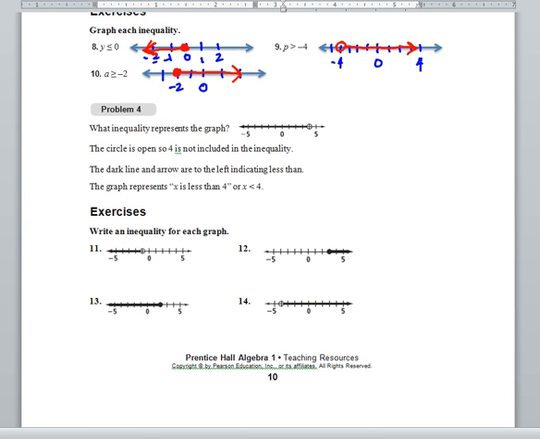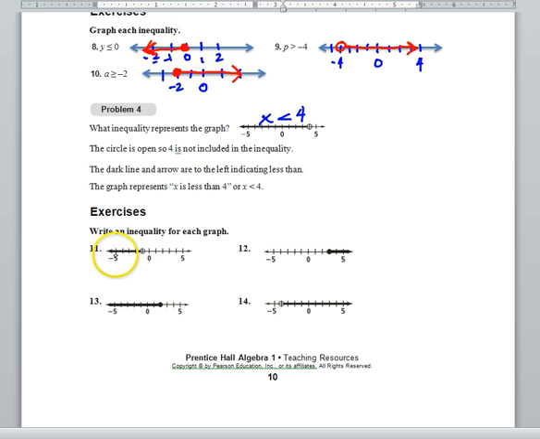Okay, now we're going to go the other direction. You've got some graphs here and we're going to write the inequality that represents them. So the example that you're given, we have a line that goes all the way up to 4 and there's an open circle on 4. Since this circle is open, we're going to use either a less than or a greater than. In this case, it's a less than. The line represents all of the x's. These are all of your potential numbers. And these numbers are all smaller than the 4.